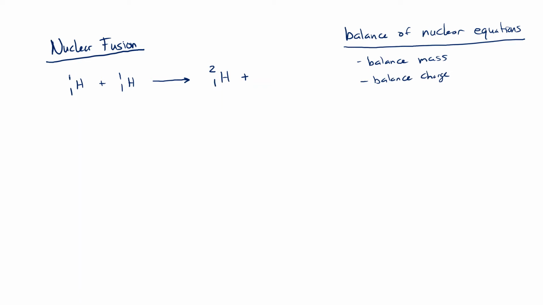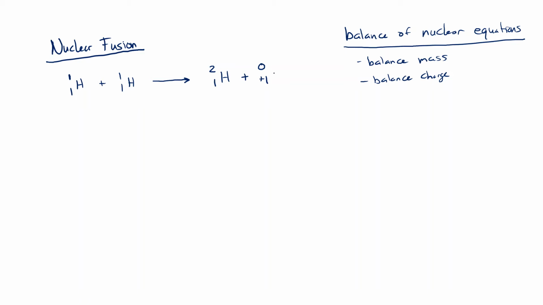The mass is balanced, right? We have a mass of 1 for the first hydrogen atom. We have a mass of 1 for the second hydrogen atom. We have a mass of 2 over here. So we don't need to add any more mass. But the charge is not balanced. We have +1 for the first hydrogen atom, the first proton. We have +1 for the second hydrogen atom, this proton. And we only have +1 so far. So to balance this out, we need a +1 over here. Now we have a +1 as a charge and we have no mass.